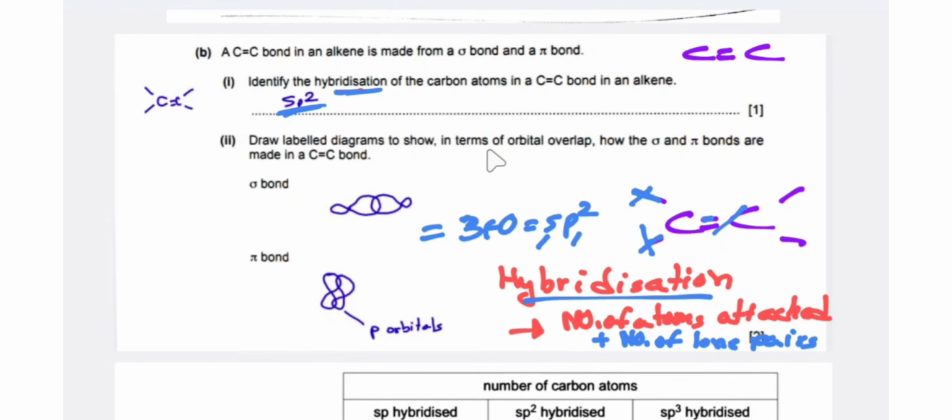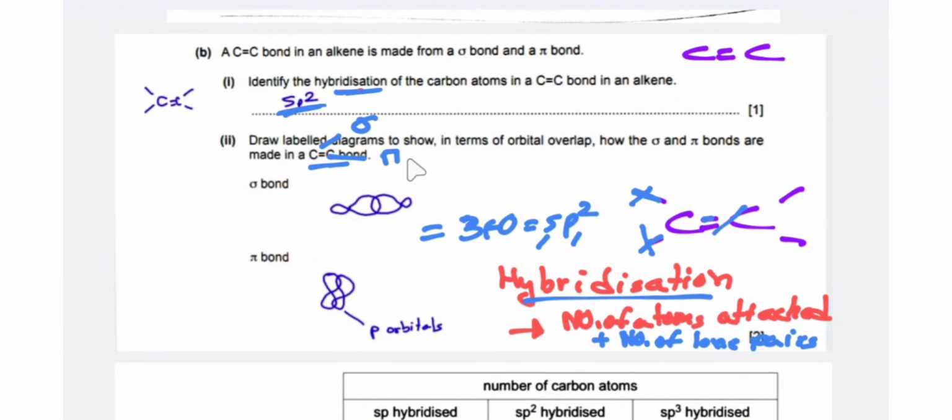Draw a labelled diagram to show in terms of orbital overlap how sigma and pi bonds are made in a carbon-carbon double bond. In this carbon-carbon double bond, we know that there is one sigma bond and the other is a pi bond.